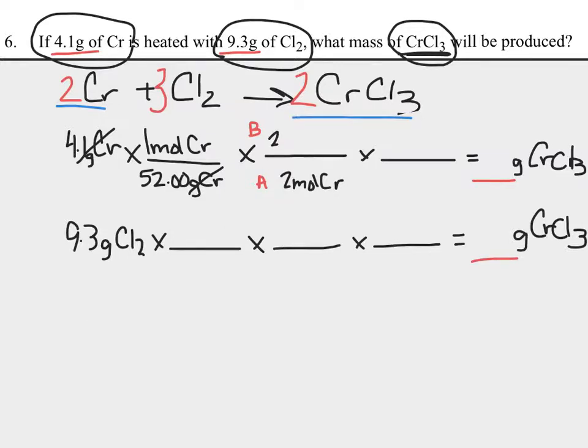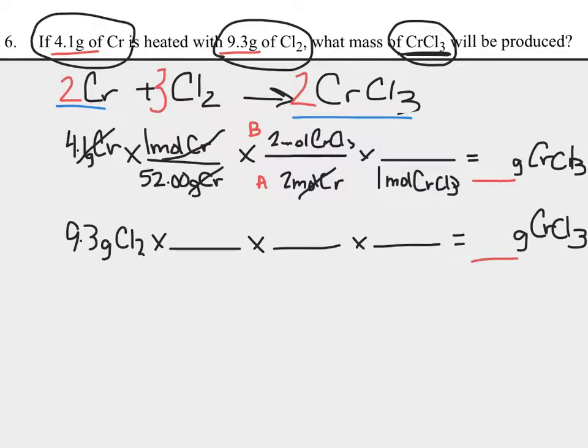So I'm going to put 2 moles of chromium chloride. All right, what that did was cancel out my moles of chromium, and I'm left with moles of chromium chloride. Now the last thing I need to do is just convert my moles of chromium chloride into the mass of chromium chloride. So I'm going to put 1 mole of chromium chloride on the bottom.